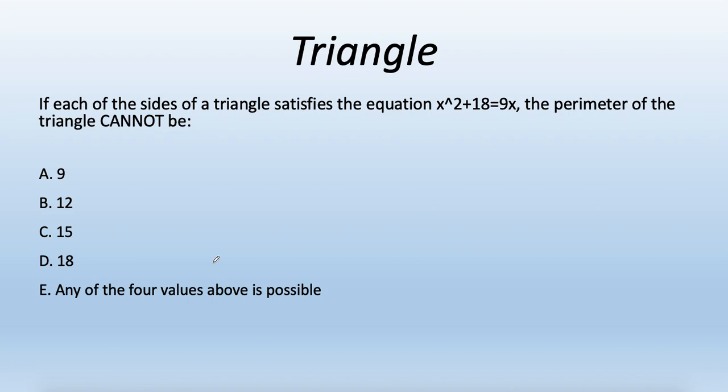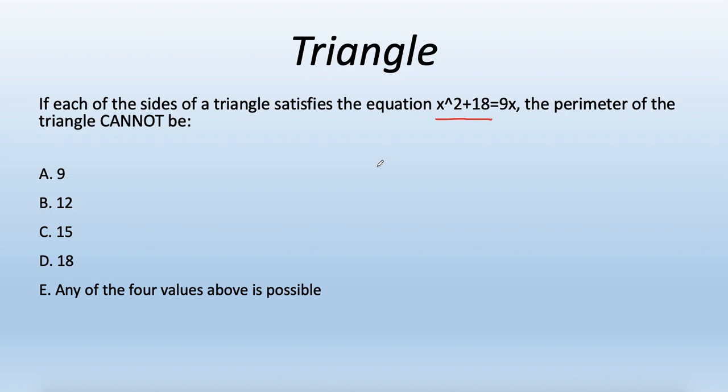Now again, pause the video for a while and try to solve this on your own and then see the solution. So assume you have paused the video and solved the question on your own. Now let's discuss this question. Again, this is a question of similar nature: if each side of a triangle satisfies the equation x squared plus 18 is equal to 9x, the perimeter of the triangle cannot be.